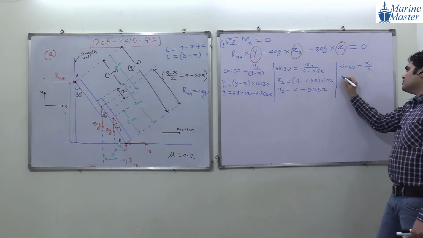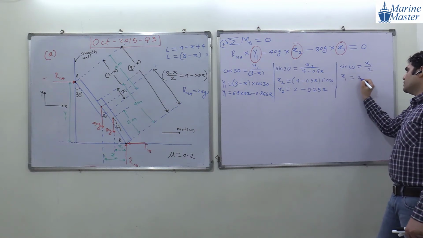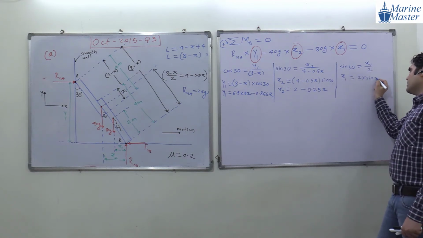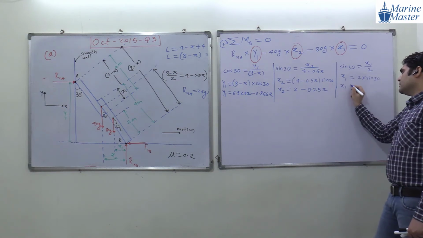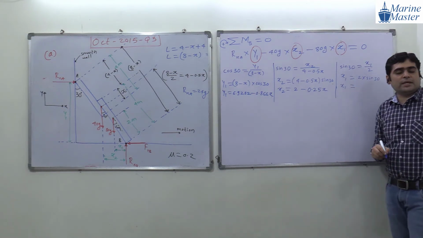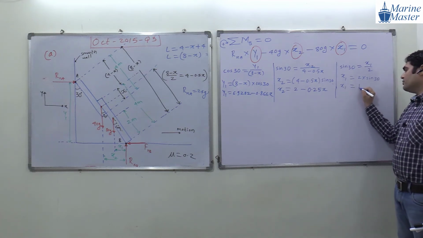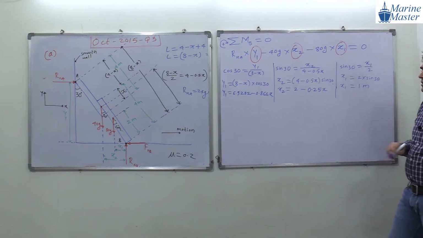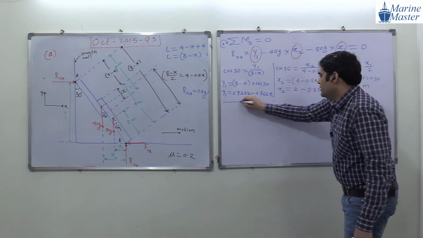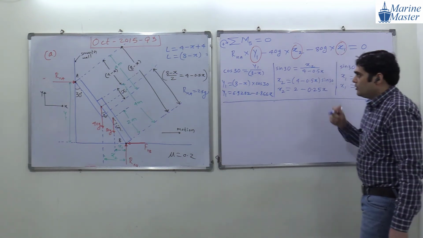So x1 is equal to how much? 2 into sin 30. And what is 2 into sin 30? 2 into sin 30 is 1 meter. So we got x1. Okay, so we got it now: y1, x2, x1. Now try to see the scenario.